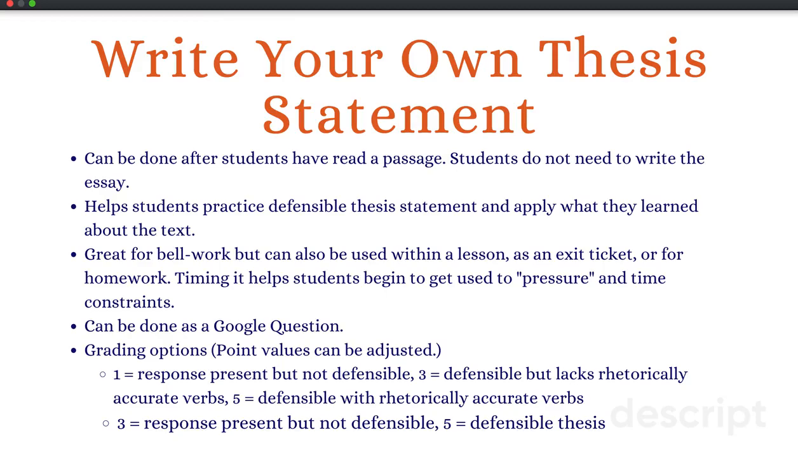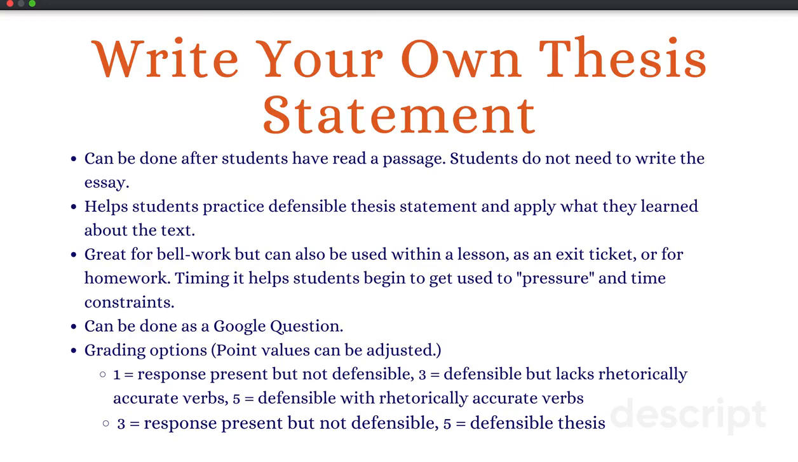If they wrote something that's defensible but it lacks rhetorically accurate verbs, you could give them a 3. And then if they have something that is defensible with rhetorically accurate verbs, you can give them a 5. Now, personally, I would use that approach later on in the year once students are getting better at rhetorically accurate verbs, but some teachers might want to incorporate it a bit sooner. Totally your call because it's your classroom and your grade book.